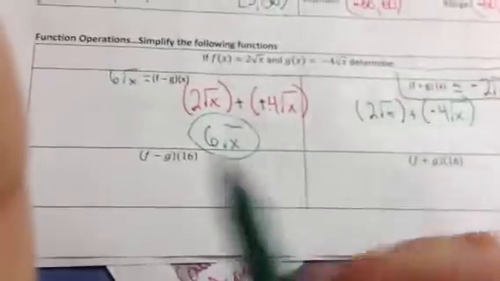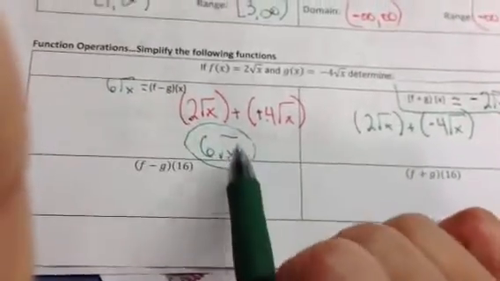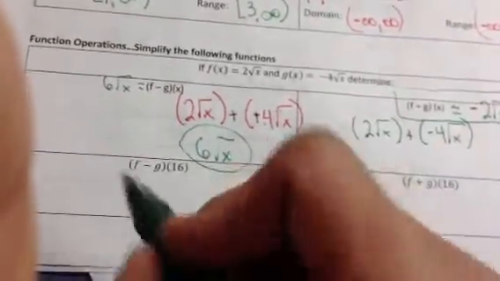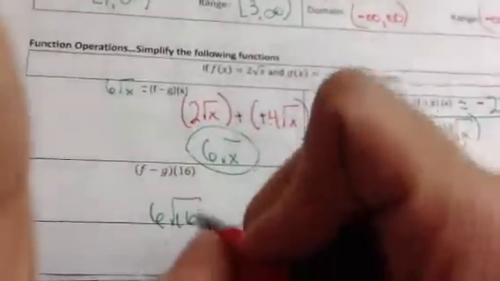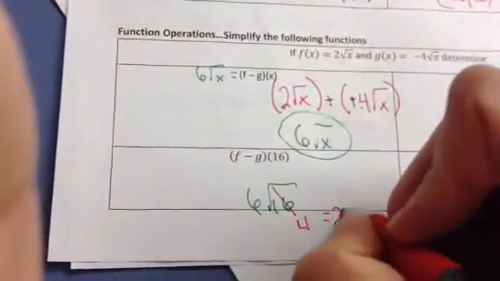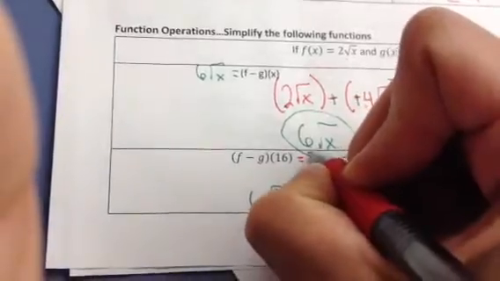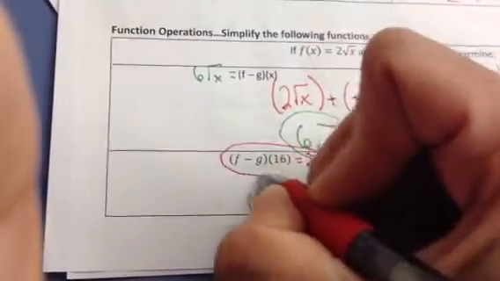Okay, now I want to evaluate the subtracted one. So the idea is I'm going to put 16 in here. And when I do that, the square root of 16, you guys, is just 4. And then 4 times 6 is 24. So when I'm done, I get 24. But the best way to put your answer is right back into the original part.